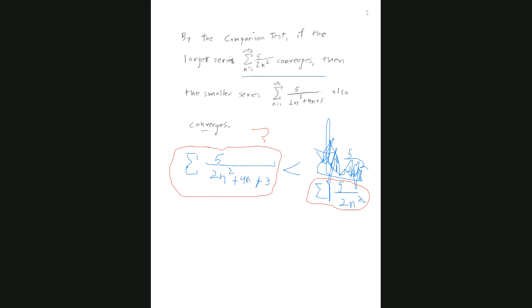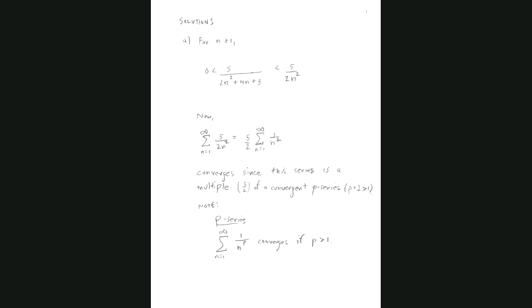So the key in using the comparison test is you have to find a series to compare your series to. So when we do the comparison test, we look for series that we know something about. And a p-series, we know under what conditions a p-series converges or diverges. Okay? All right, let's look at the next example.